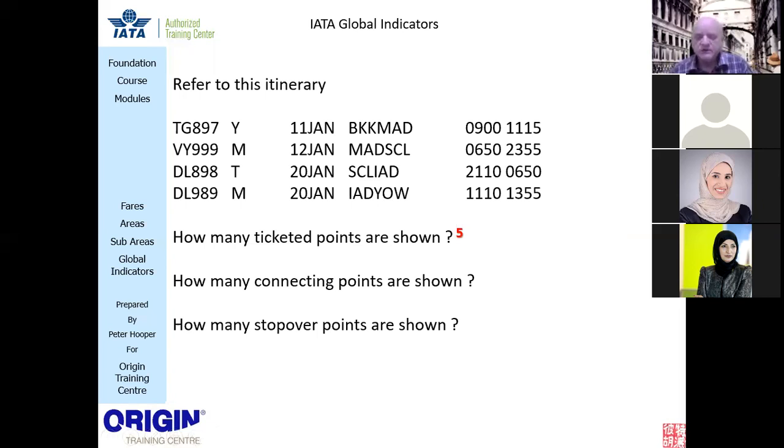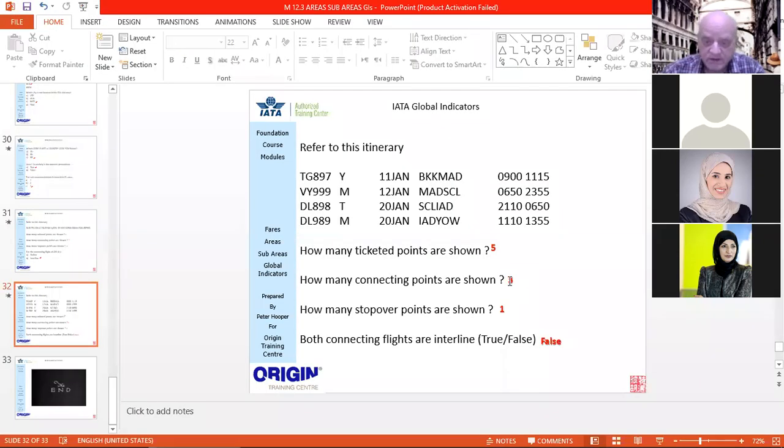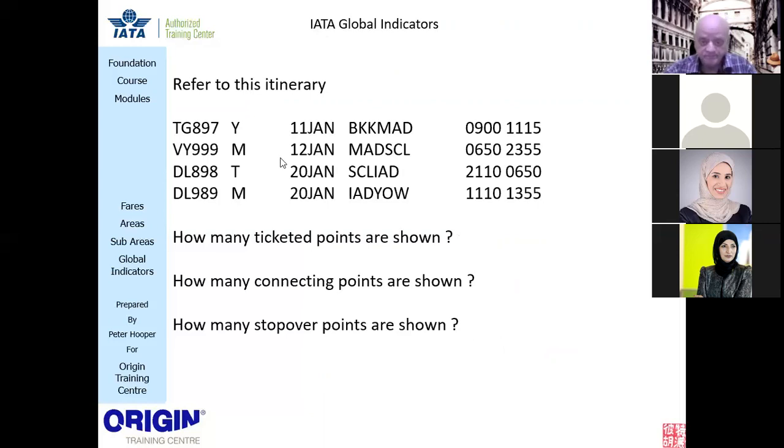What date do you arrive in Washington? 20 Jan. What date do you leave? 20 Jan. So it must be less than 24 hours then, if it's the same date. So how many connection points? 2 connection points. How many stopovers? 1, Santiago de Chile. It's actually a destination, but let's call it that.